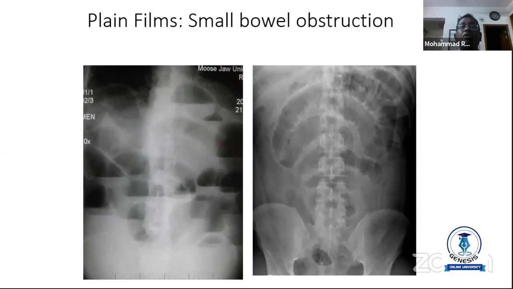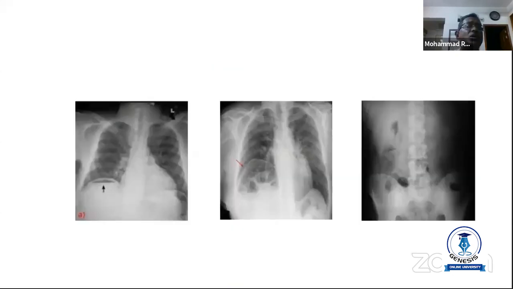On the right side, you can see the featureless bowel, and on the left side you can see the valvulae conniventes. What you can check in the X-ray on the left side is the gas under the diaphragm. This is rupture of the gas-containing hollow viscus. In the middle X-ray, you can check the haustration under the diaphragm. This is called Chilaiditi sign.